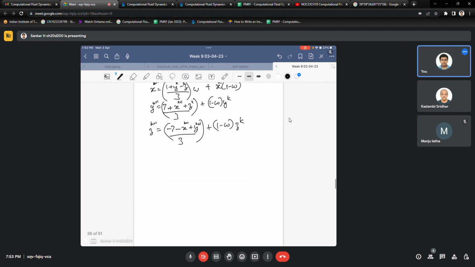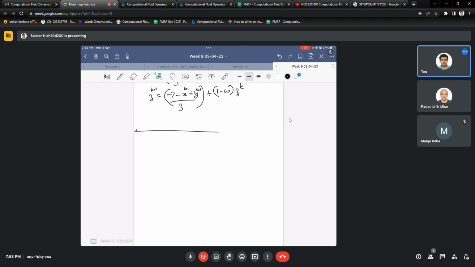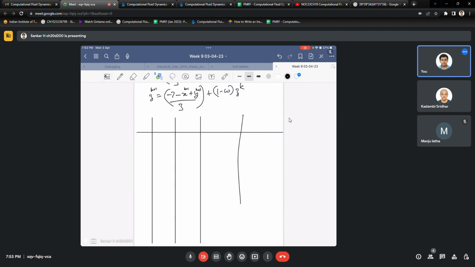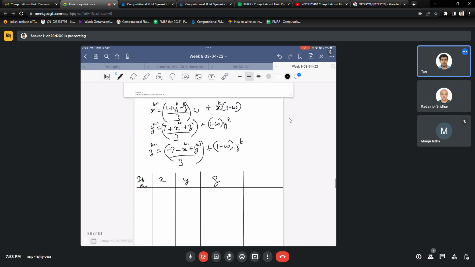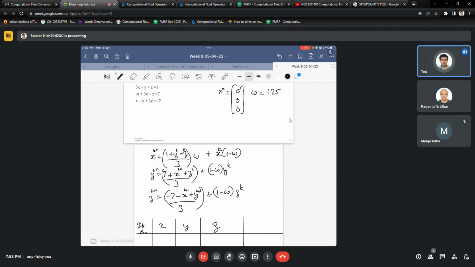So again, we write down the table and just substitute back in. I'll do the first iteration and we can confirm how the answer comes out. Here I have not found out the residue, and I'll just write down how we found the x, y and z over here. I started with the initial guess of 0, 0, 0 and the relaxation factor of 1.25. So this is 0, 0, 0.